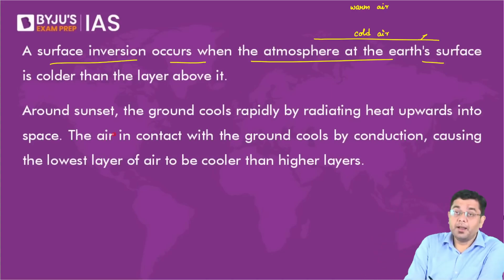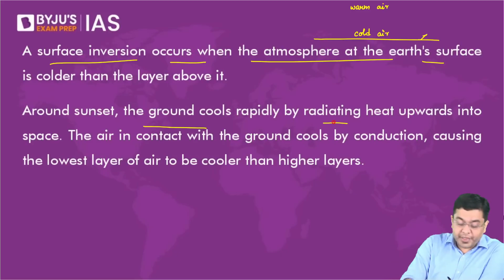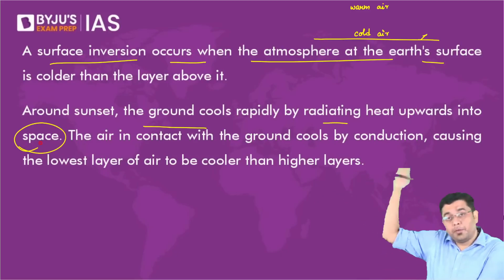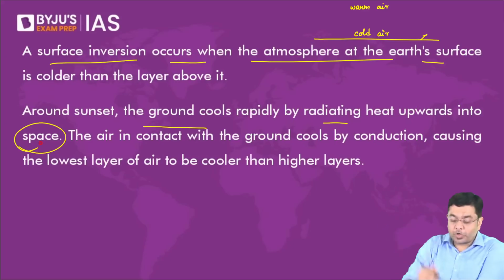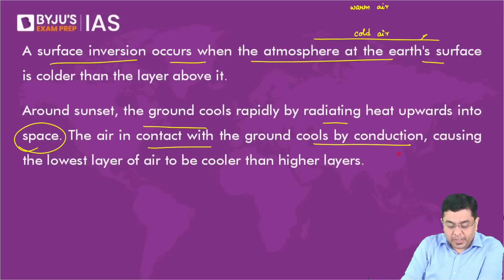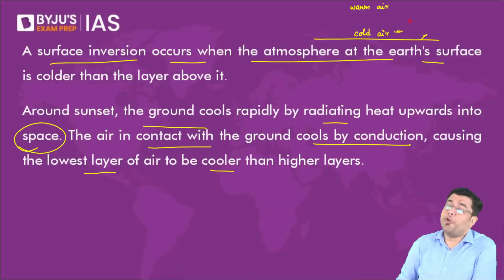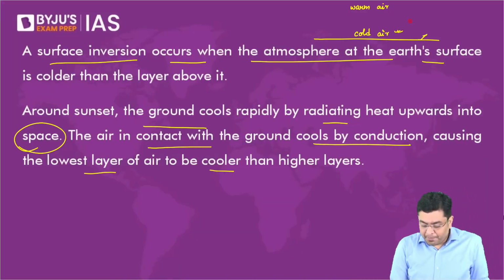Now, here, around sunset, the ground cools rapidly by radiating heat upwards into space. Some of that heat is retained by the atmosphere in the upper region, but heat is lost. The air in contact with the ground cools by conduction, causing the lowest layer of the air to be cooler than the higher layers. That is how you attain the condition where the cold air is at the ground, warm air is at the top.